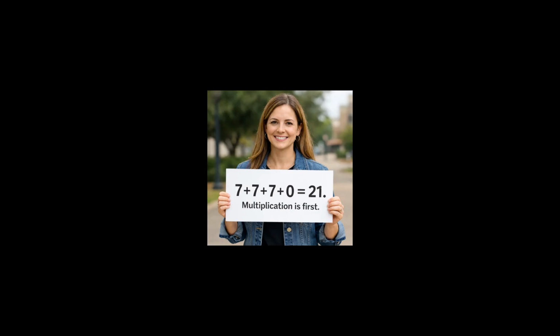Multiplication is first. Multiplication has precedence over addition. Please look it up. You can look it up in your dictionary. Multiplication is defined as repeated addition. The first thing we do is 7 times 0. That equals 0. So you have 7 plus 7 plus 7 plus 0 equals 21.